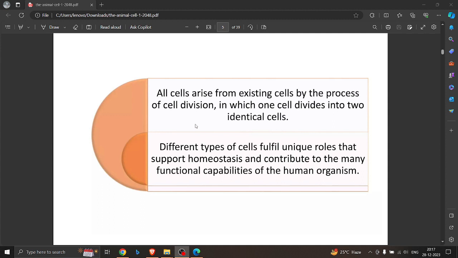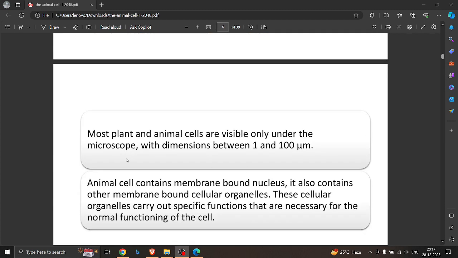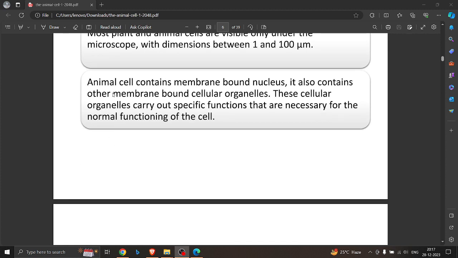All cells arise from existing cells by the process of cell division, in which one cell divides into two identical cells. Different types of cells fulfill unique roles that support homeostasis and contribute to many functional capabilities for a human organism. Most plant and animal cells are visible only under the microscope, with dimensions between 1 and 100 micrometers.